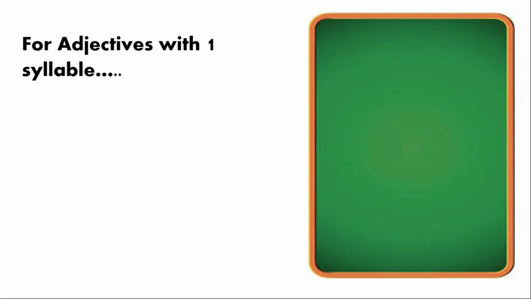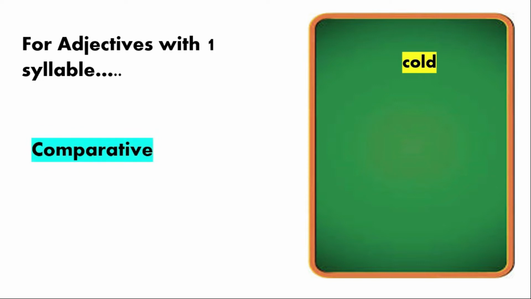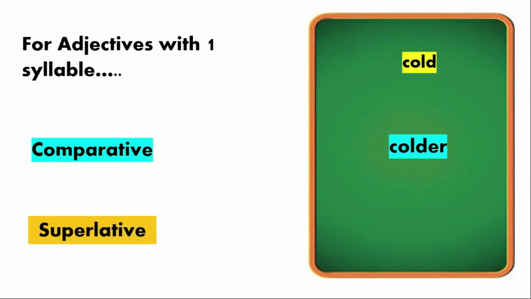For adjectives with one syllable, like cold, in the comparative, as we've studied before, we add er, it will be colder. As for the superlative, we add est for it to be coldest. Adjectives with one syllable.